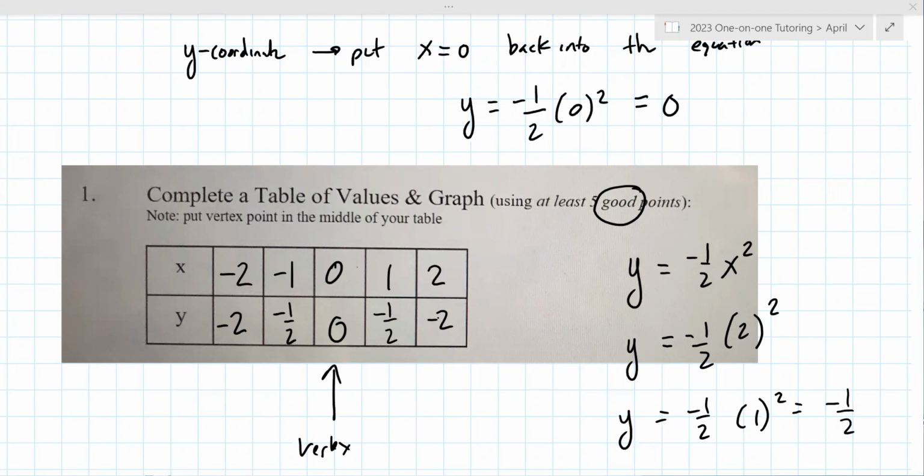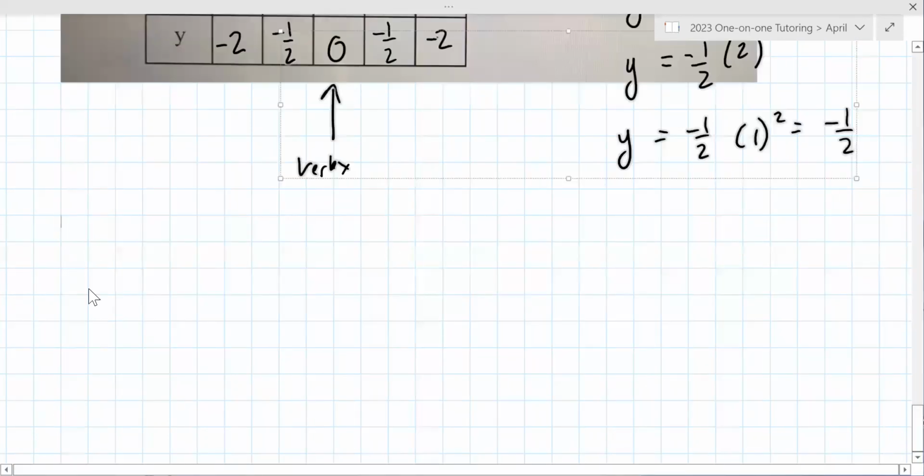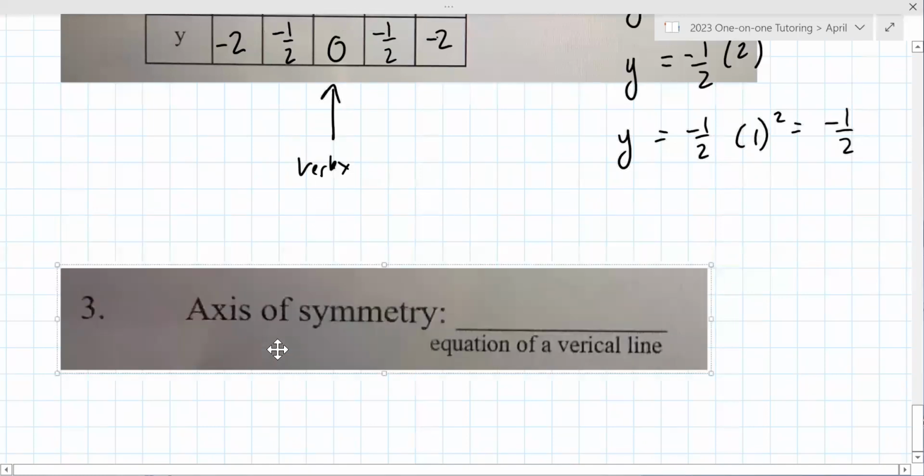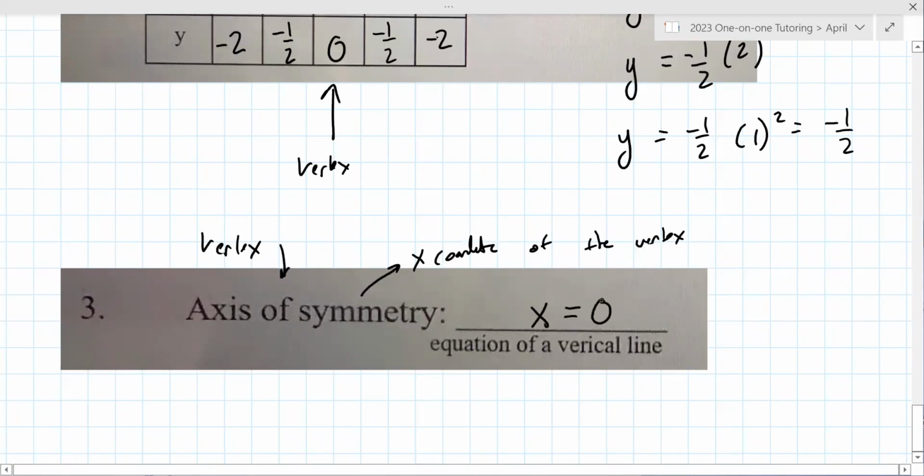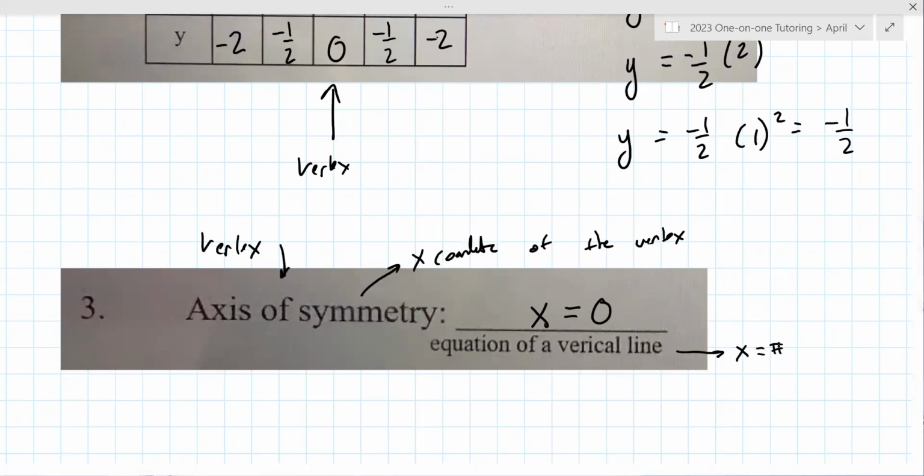We're going to skip 2 for a moment. 2 is really better done from the graph. 3 we really should have done from the vertex. So the progression here would be: vertex leads to the axis of symmetry. It's always the x coordinate of the vertex, and it's always an equation. So it's x equals a number, in this case, 0. That would be a good note card to have, or something to write down on a note sheet.